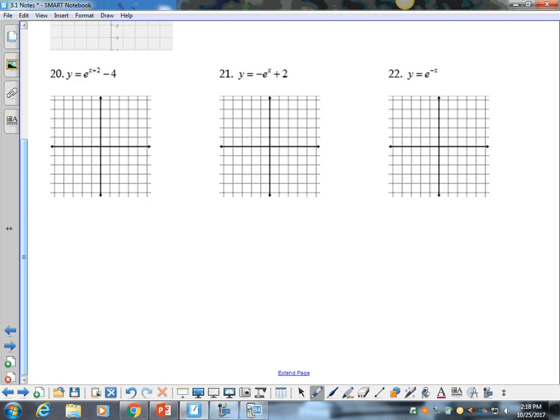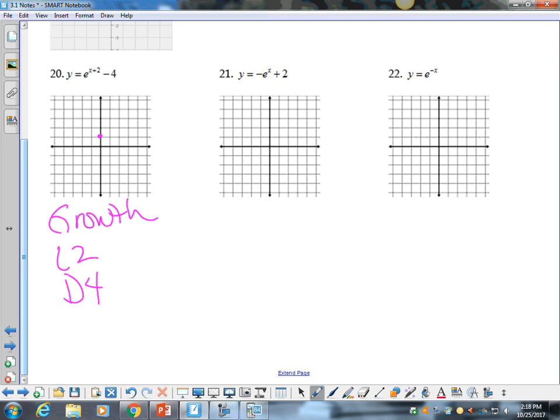Okay, so tell me for number 20, are you growth or decay? How do you know? e is bigger than 1. e is 2.7, so we are growth. All right, now shift it. Okay, so we start, and then we go left 2, down 4.